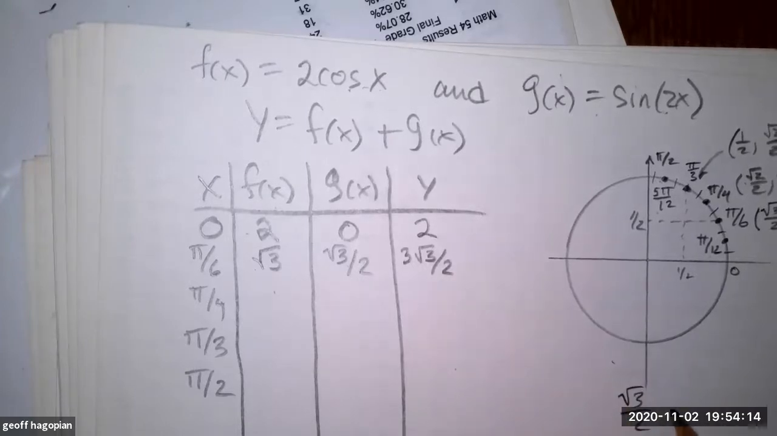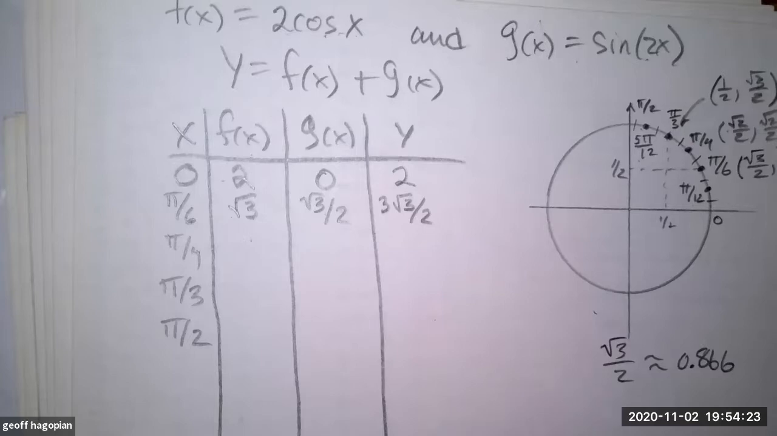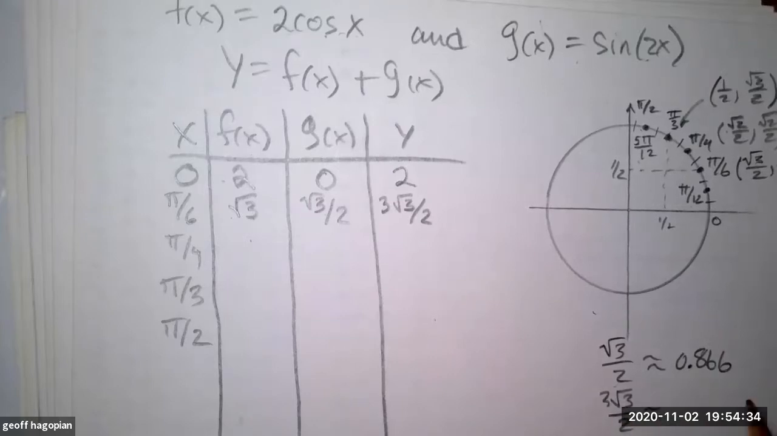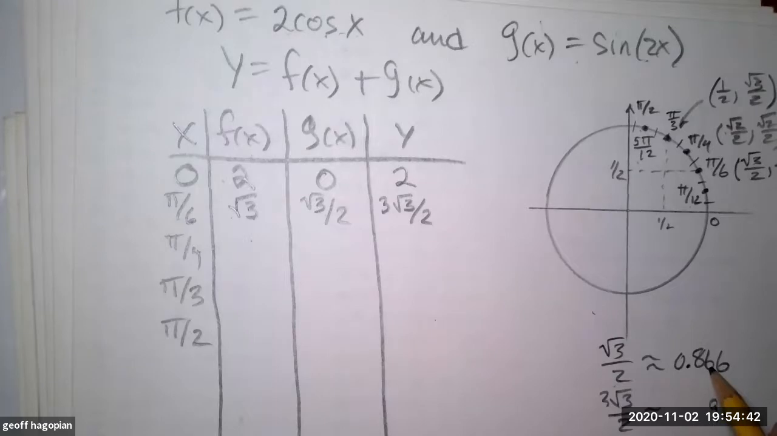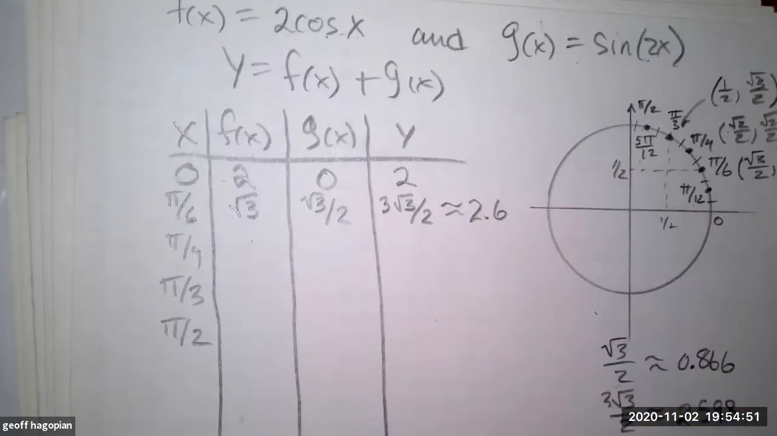Do we know that value? That should be a familiar trig number, right? As a decimal, it's approximately 0.866. So if you multiply that by 3, what would you get? Well, 3 square root of 3 over 2 is going to be approximately 2.6. So we're going up. I went from 2 to 2.6. Okay.